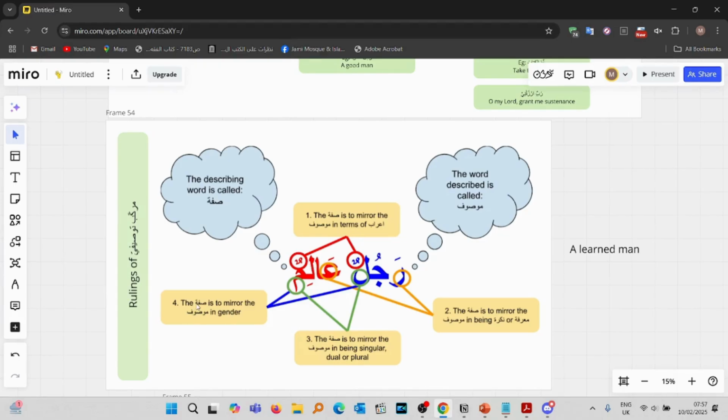The fourth rule: the sifa is to mirror the mawsuf in terms of gender. So if the mawsuf, rajulun in this example, is masculine, the sifa will also be masculine. If the mawsuf was feminine, the sifa would also have to be feminine. So the conclusion is that the sifa, the second part of this murakkab tawsifi, the adjective, is to mirror the mawsuf in four ways, in four aspects. The first in terms of i'rab, the second in terms of being nakira or ma'rifa, the third in terms of being singular, dual, or plural, and the fourth in terms of gender.